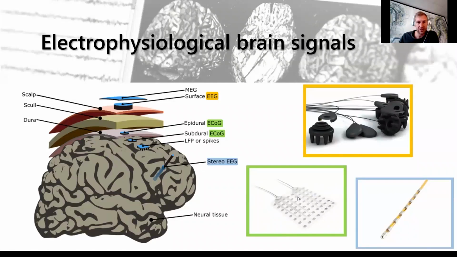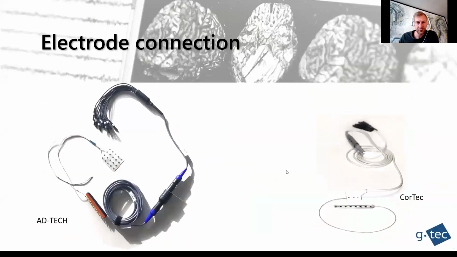moved underneath the dura. In contrast, the stereo-EEG electrodes are actually implanted via screw holes, so the skull is not removed for the implantation, and there are only screw holes during a stereoscopic or stereotactic surgery where the shafts are then penetrated into the brain directly.